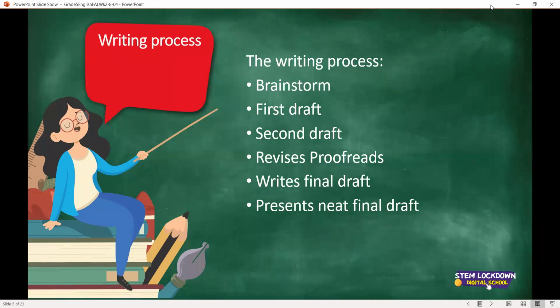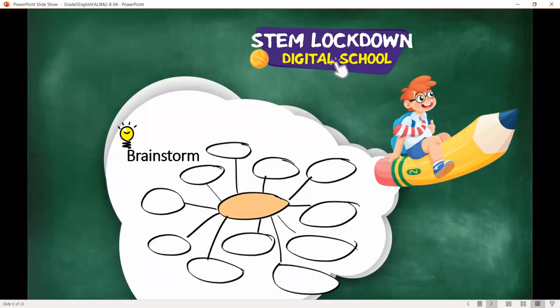Okay, now I'm going to do this with you. So I just wanted to go through the writing process with you, but I am going to do a story with you. Now, I'm sure you all recognize this. Yes, miss. Okay, so this is our brainstorming map, and we use this.